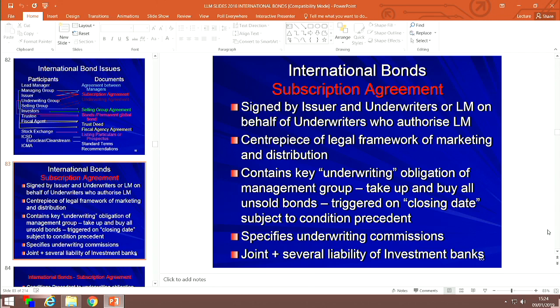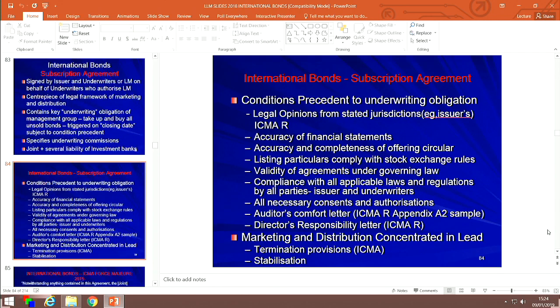Right, okay, that's the guts of the subscription agreement, but there's a whole number of clauses which go into support that underwriting obligation, which is triggered on closing date. Therefore, the subscription agreement protects the position of the underwriters by a series of conditions precedent which are included in the subscription agreement, which must be satisfied before the underwriting obligation is triggered on closing date. These have got to be satisfied.